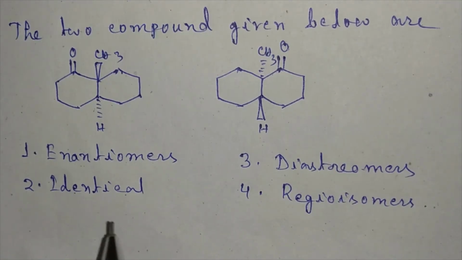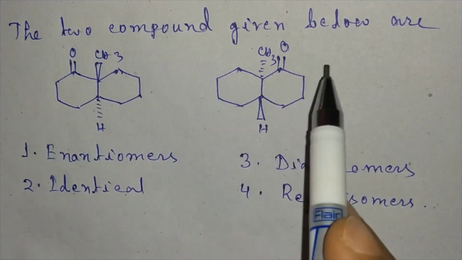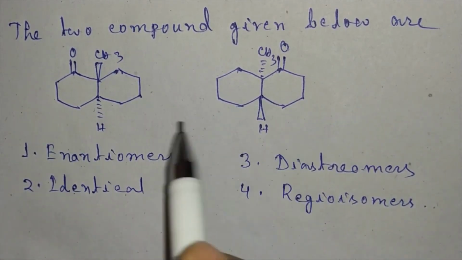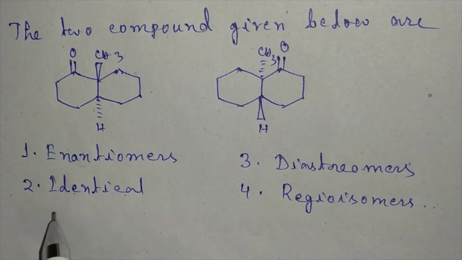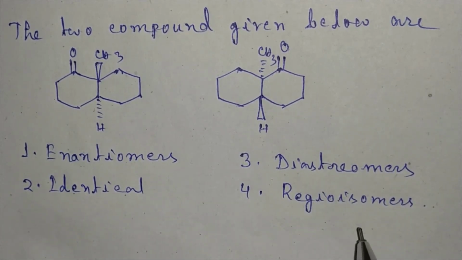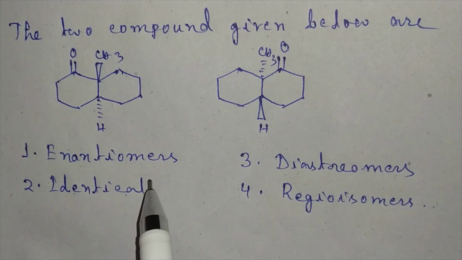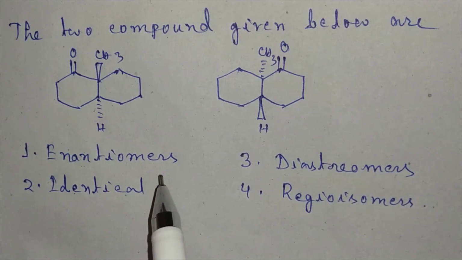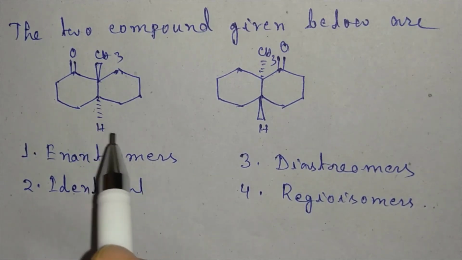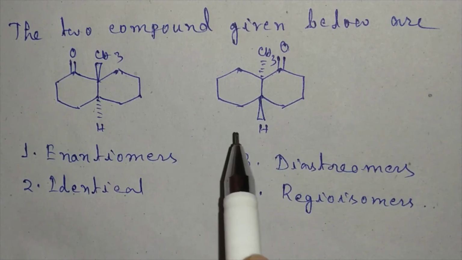Here is another question. The two compounds given below are, these two compounds, enantiomers, identical, diastereomers or regioisomers. So which will be the answer? So enantiomers, what are enantiomers? Enantiomers have mirror image relationship. That is, the two compounds will be mirror images of each other.